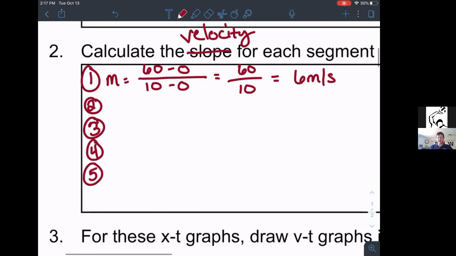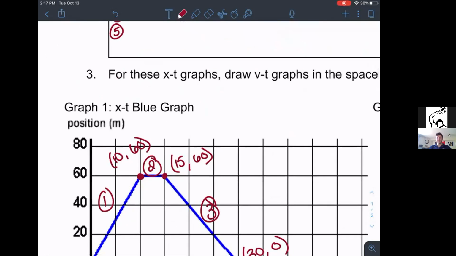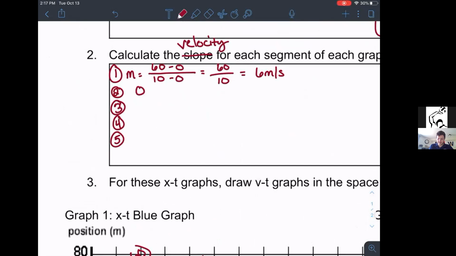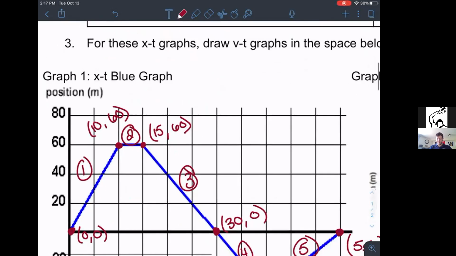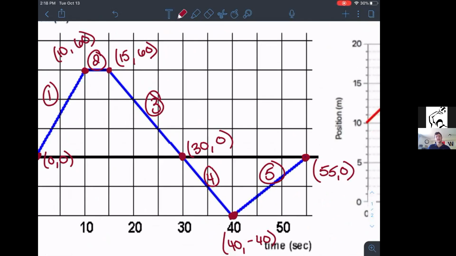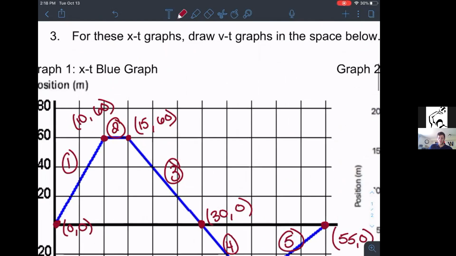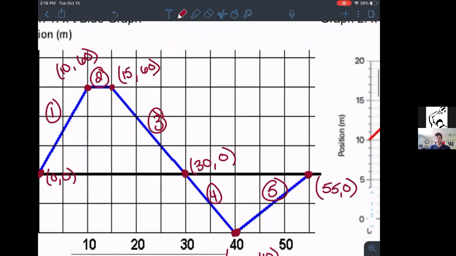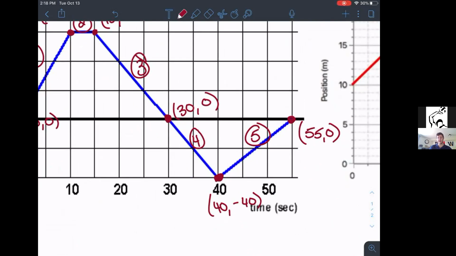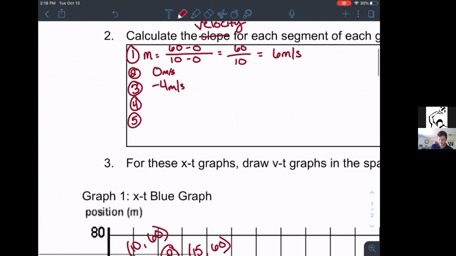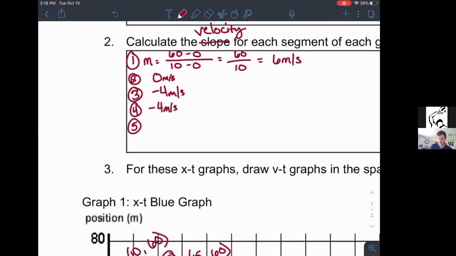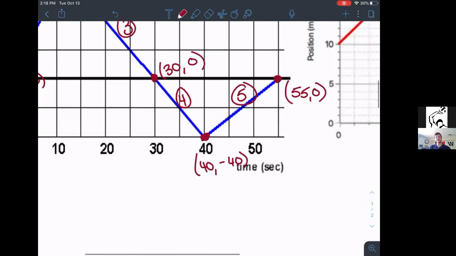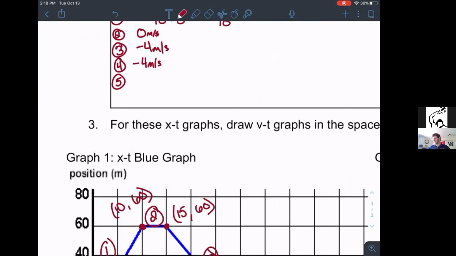And I'm not going to go through each of them specifically, but the next one you should get a velocity of 0 meters per second. The one after that, you should get -4 meters per second. If we keep going from line 4, we should get -4 meters per second. And then the last one you should get 2.67 meters per second, I believe. Let's double check that one.